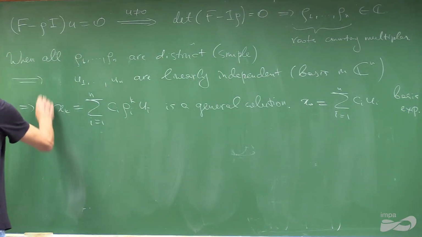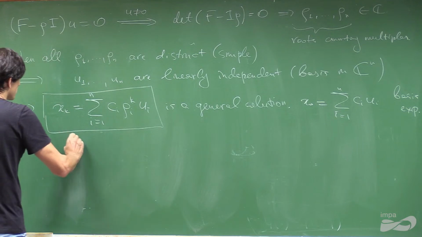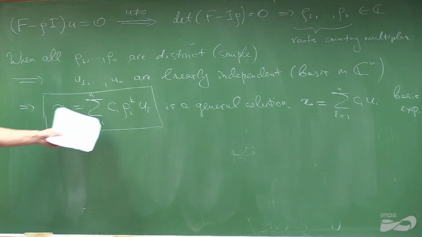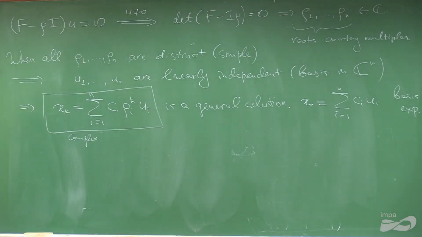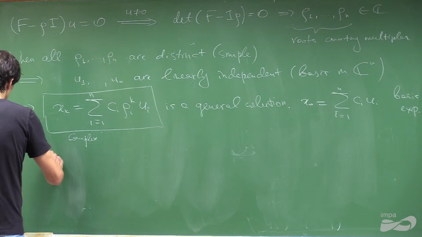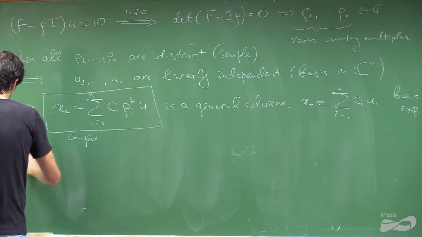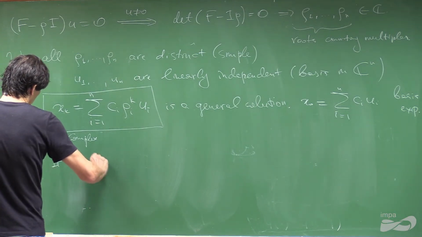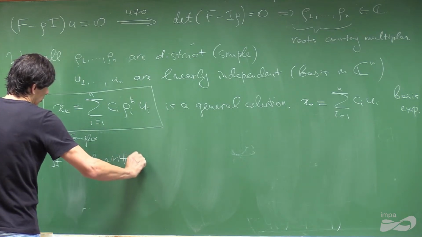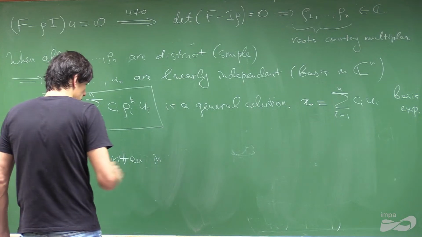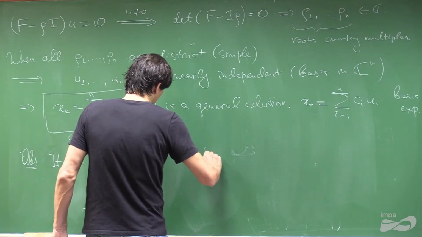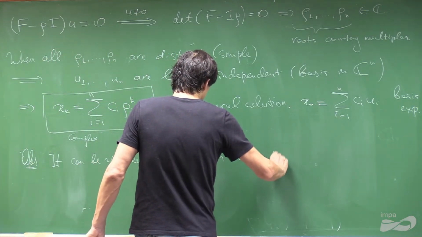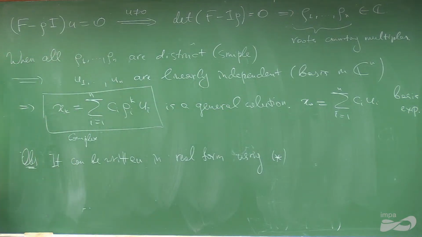So in that case, we have a general solution. In general, it's a complex solution. So its components can be complex. So you can make an observation that it can be written in real form. So in real form, using these solutions that we wrote before.